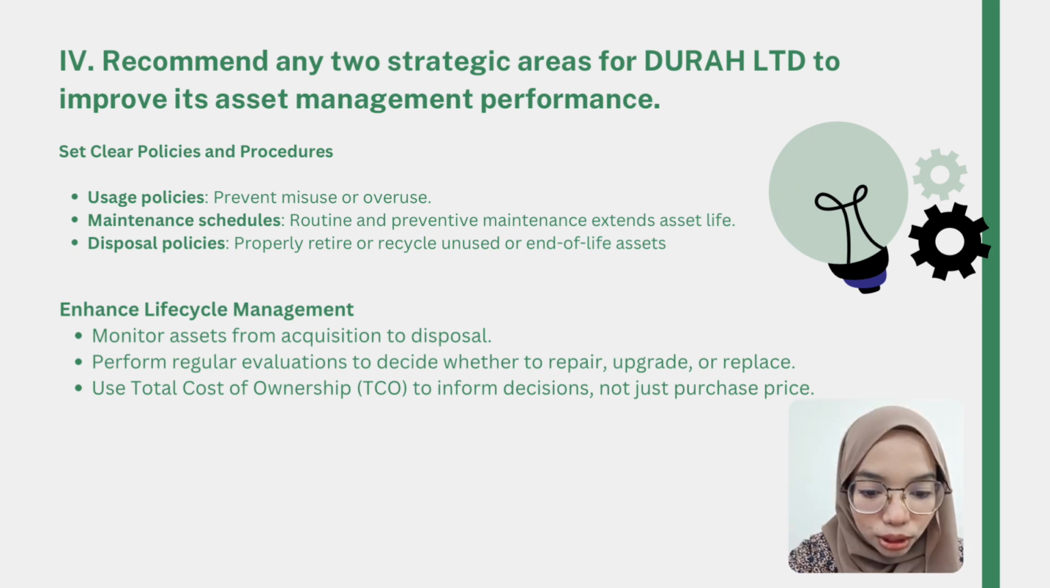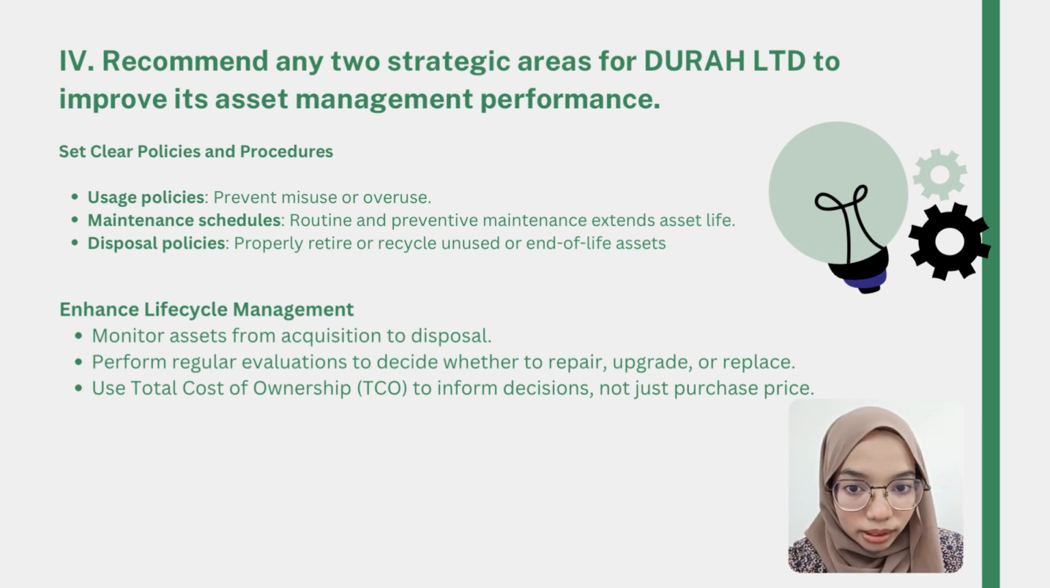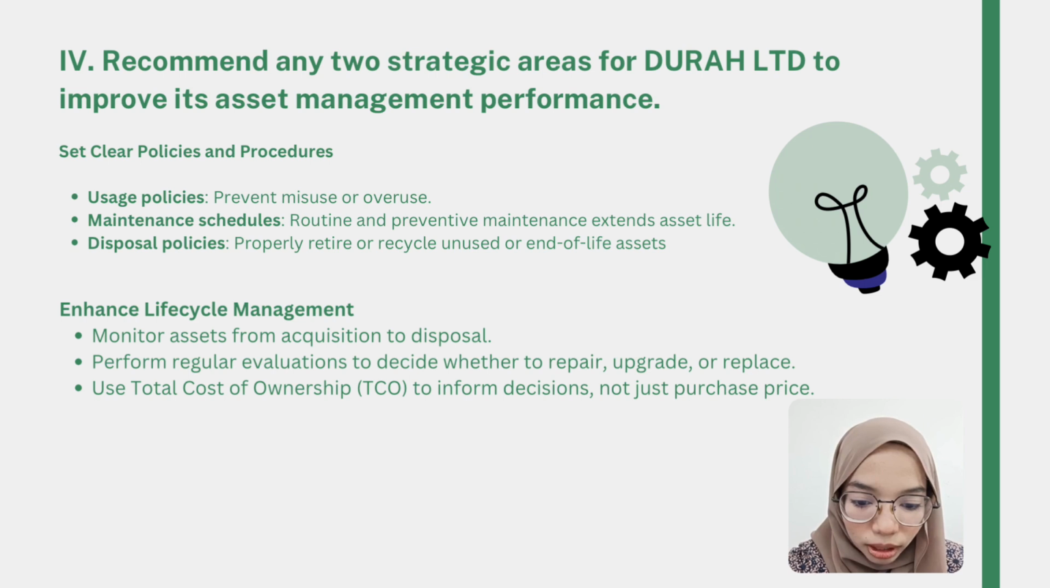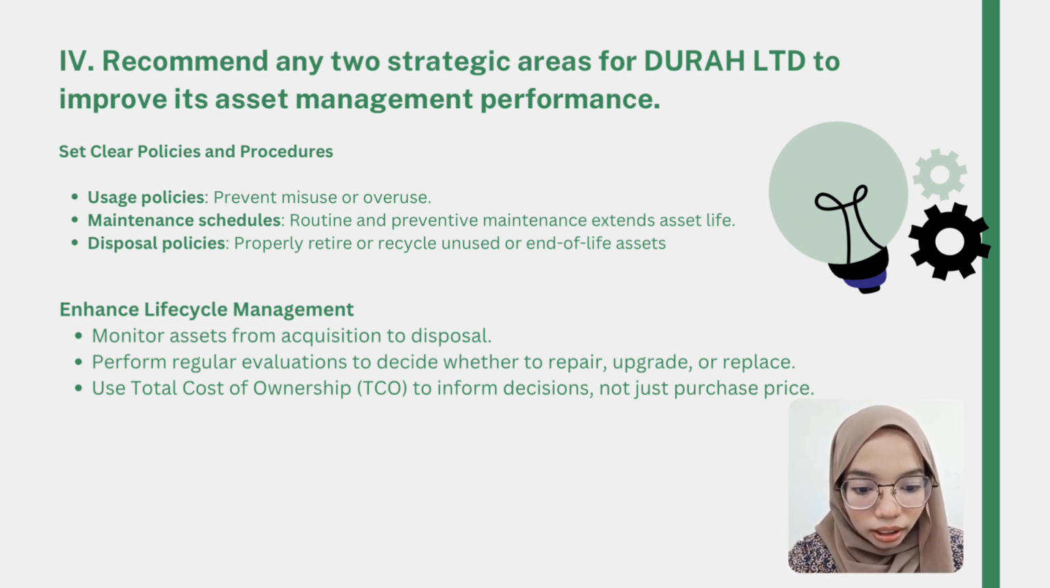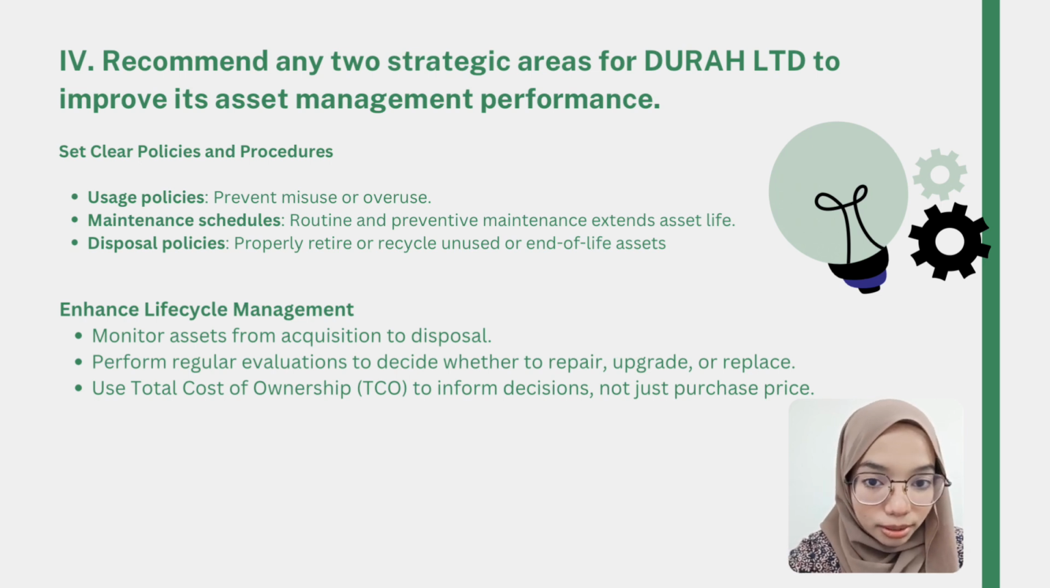For point number one is usage policies, like preventing misuse or overuse. It helps everyone know how to use assets properly. Point number two is a maintenance schedule, like routine and preventive maintenance to extend asset life. Point number three is a disposal policy, like properly retiring or recycling unused or end-of-life assets. Number two is asset life cycle management.